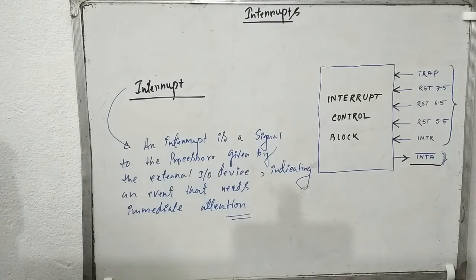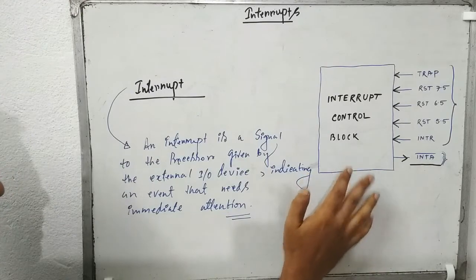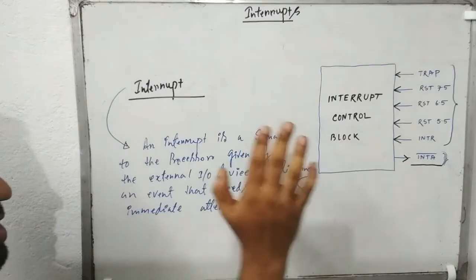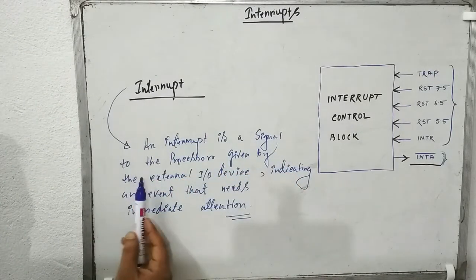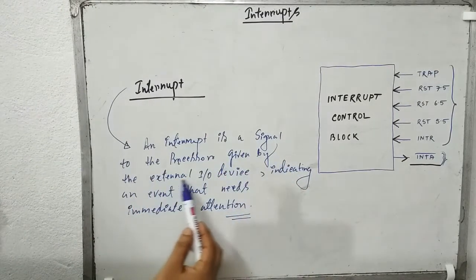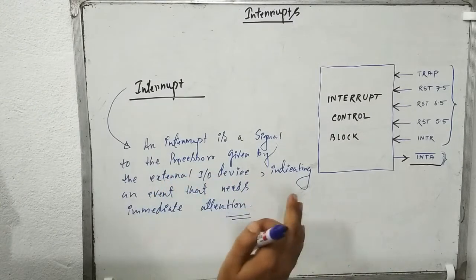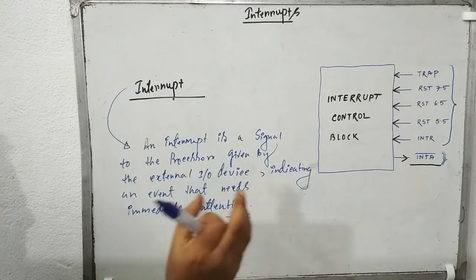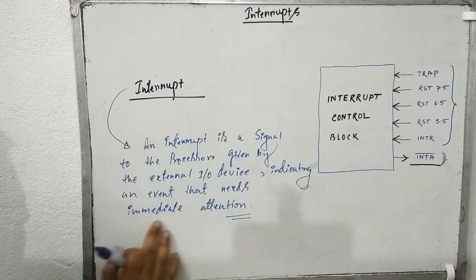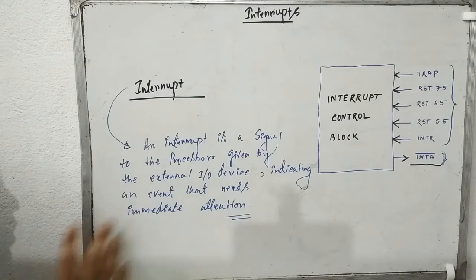That means whenever the microprocessor gets that interrupt request, it will start to perform the interrupt operation. So an interrupt is a signal to the processor given by the external IO device. Always the signal will be given by the external IO device indicating an event, that means an interrupt request, an event that needs immediate attention. It will not wait for a while.